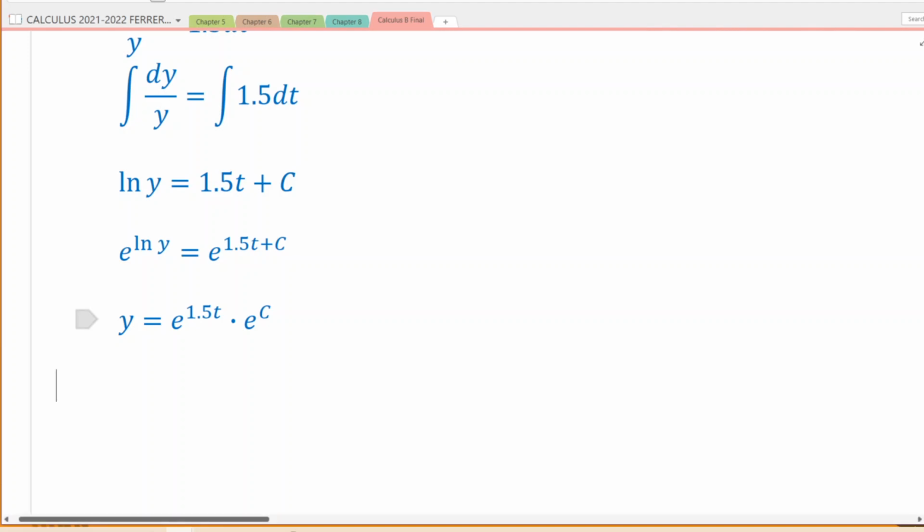Oh wait, e to the c is just a constant, so instead of saying e to the c, we'll replace that with another constant, which we typically call a. And then we'll use the commutative property of multiplication to move the a to the front of the e. Now this is a very specific formula, and we know that a is actually the initial quantity of y, so it's customary to make that y0 in some cases.